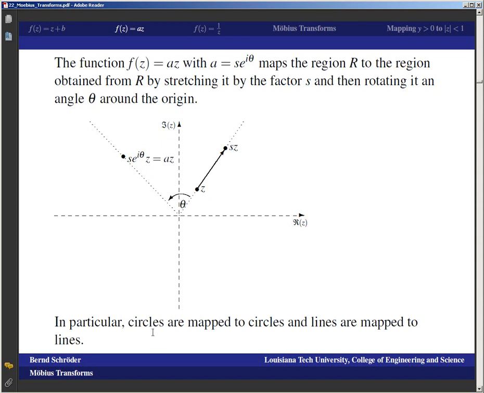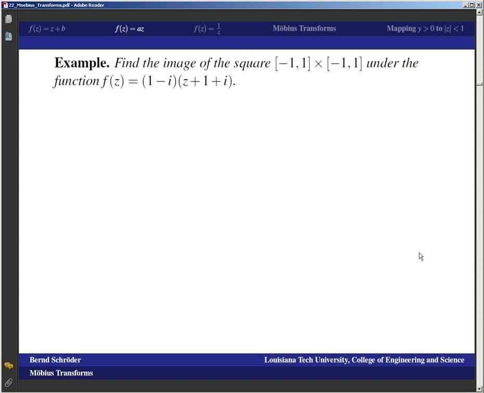Again, in particular, if you take a circle and stretch it, you get another circle. And if you take a line and stretch it, you get another line. And similar for rotation. So this thing maps circles to circles and lines to lines.